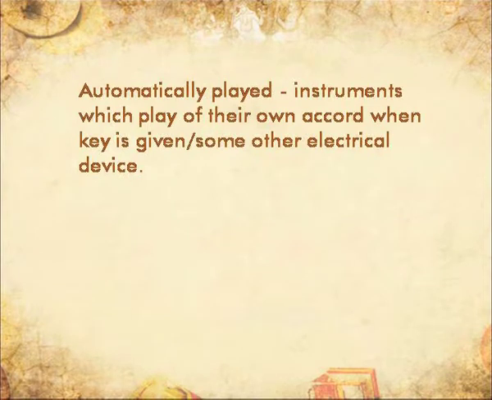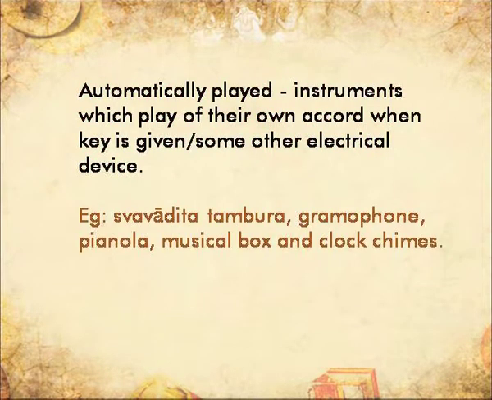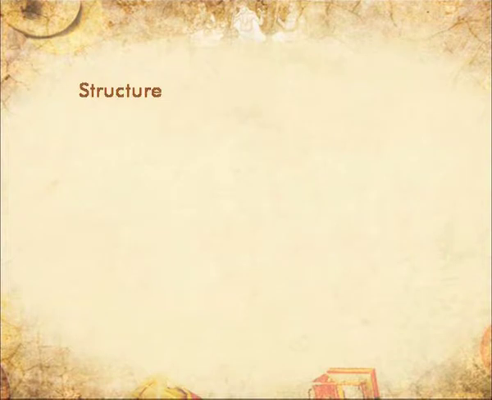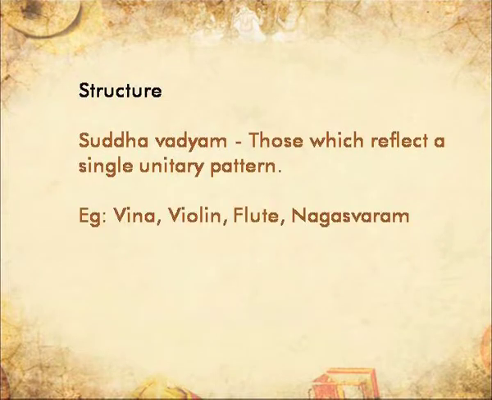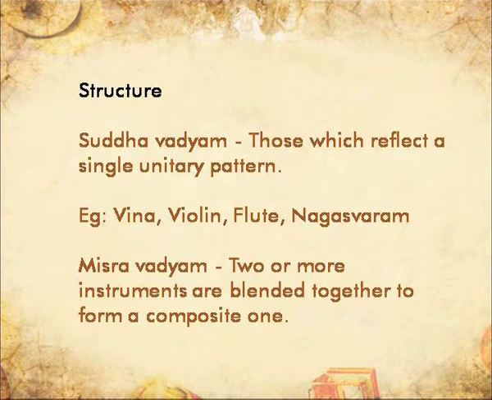Automatically played. Instruments like the swavadita tambura, gramophone, pianola, musical box and clock chimes, which play on their own accord when key is given or some other electrical device is put in operation. Structure. Shuddha vadyam. Instruments like the veena, violin, flute and nagaswaram, which reflect a single unitary pattern. Misravadyam. An instrument wherein two or more types of instruments are blended together to form a composite instrument.